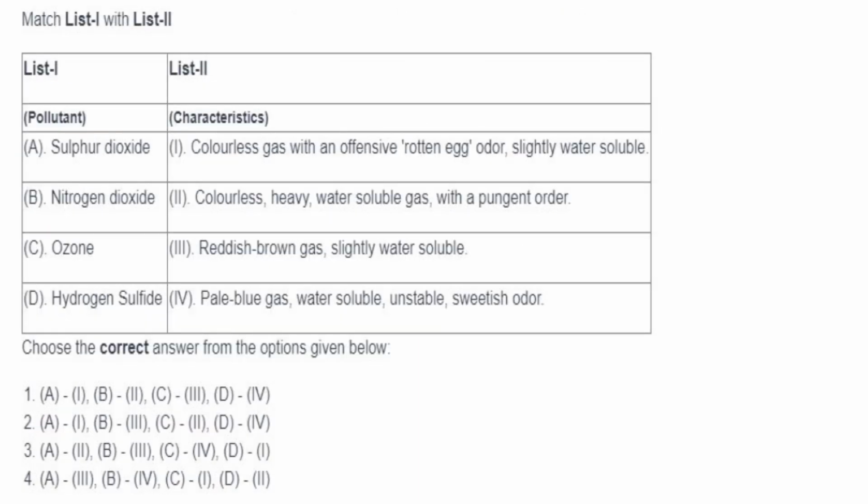Then next one, pollutant and the characteristic. So sulfur dioxide is a colorless, heavy, water soluble gas with pungent odor. A2. Again, A2 is there only in option 3. Then nitrogen dioxide is a reddish brown gas, slightly water soluble. Ozone is a pale blue gas, water soluble, unstable and with sweetish odor. So C4. And hydrogen sulfide is a colorless gas with an offensive rotten egg odor, slightly water soluble. So 3 is the answer.